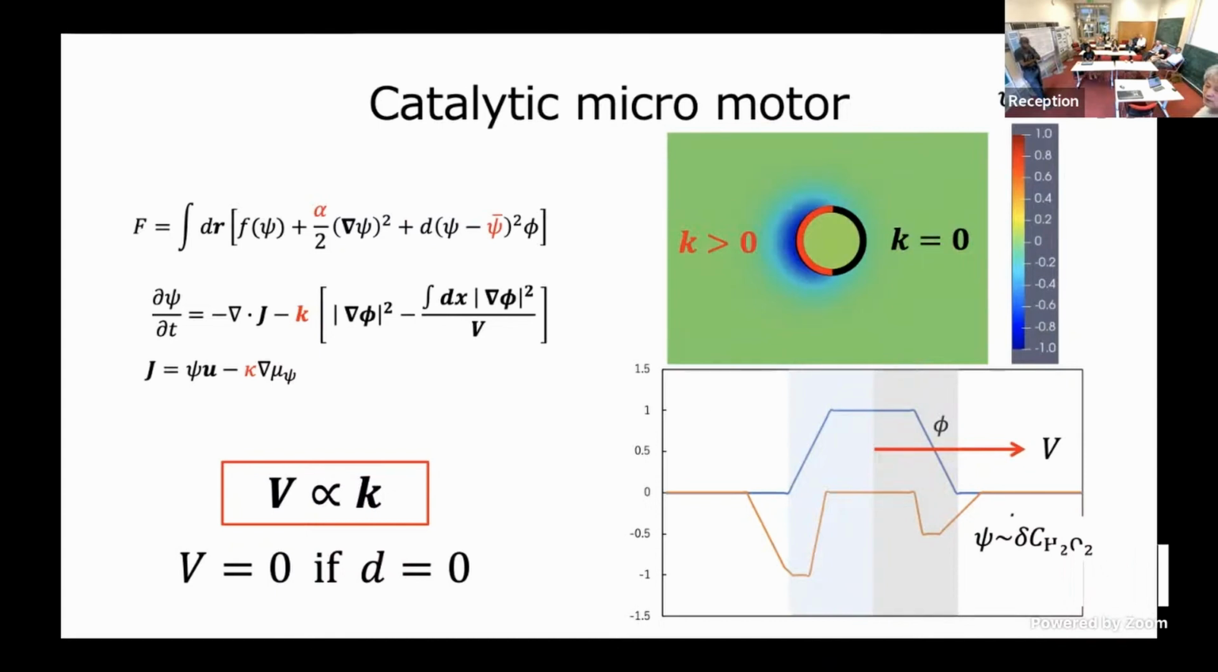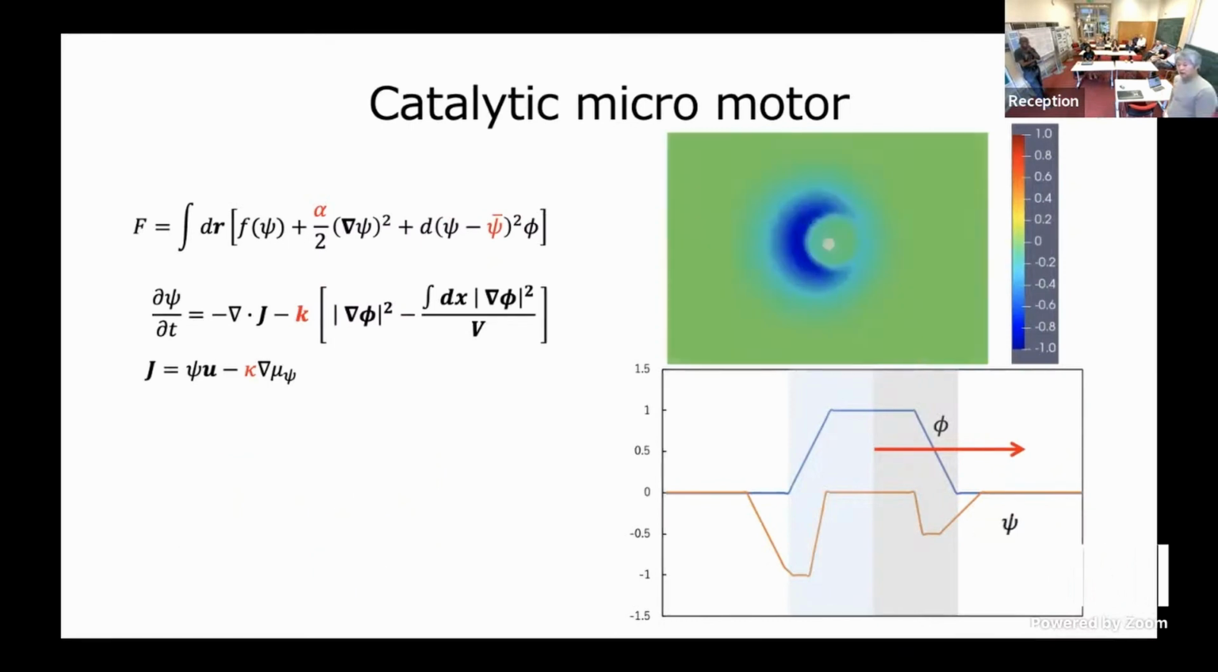With this chemical affinity term, our particles can very slowly move toward the high concentration region of the hydrogen peroxide. So I'm quite satisfied with this model so far. That is the end of the presentation.